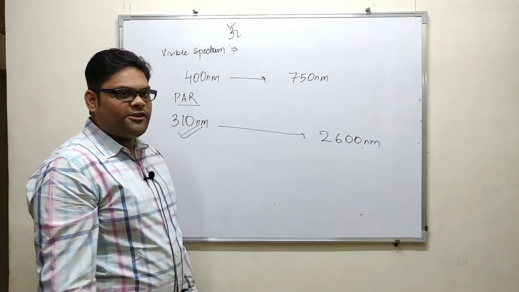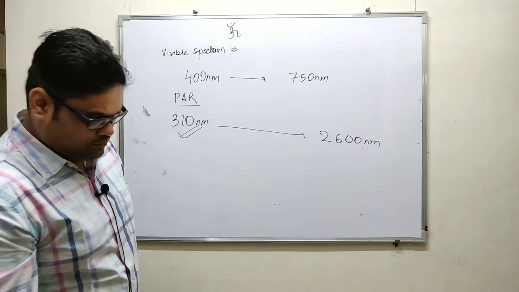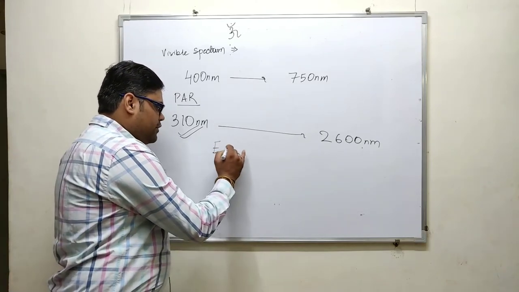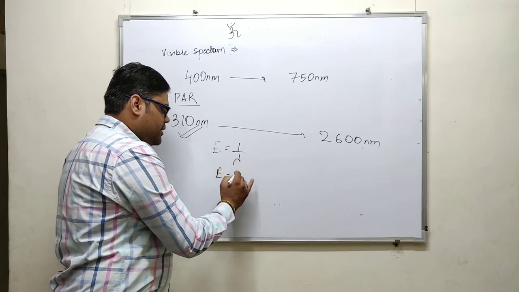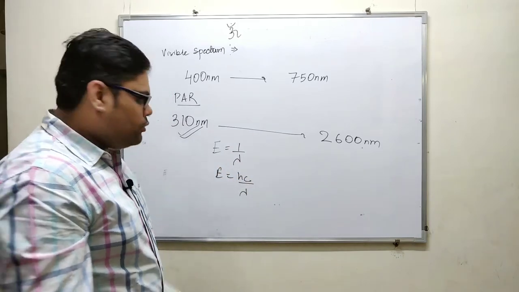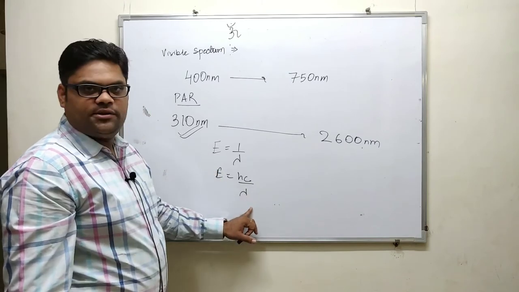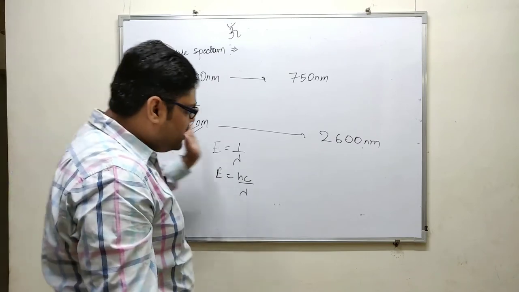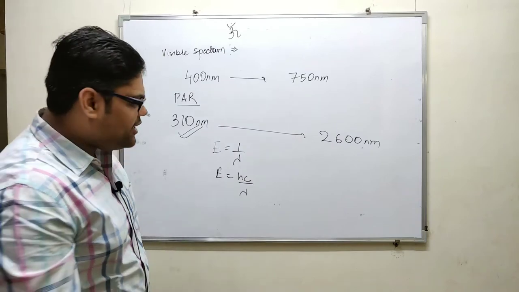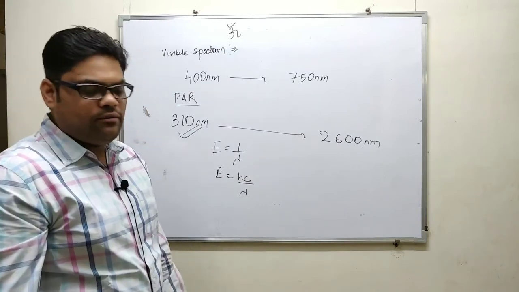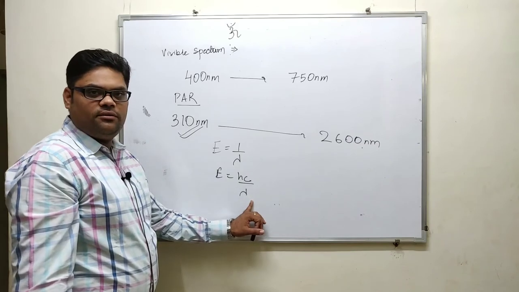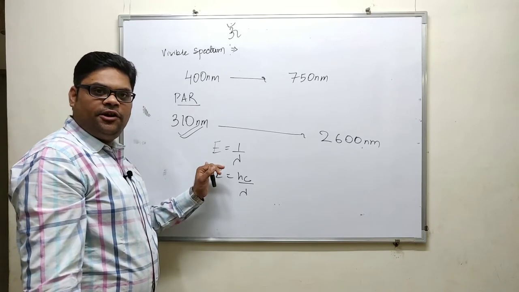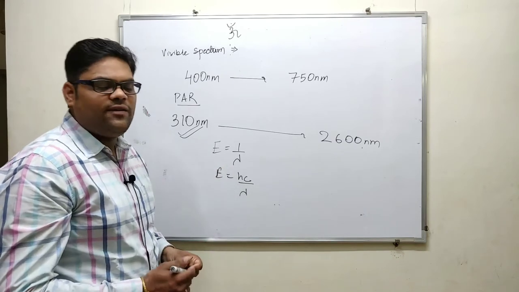In case of plants, as we have studied in quantum in chapter 2 of chemistry, E is inversely proportional to wavelength. E is equal to hc by lambda. So as the energy increases, the wavelength decreases. As the energy decreases, the wavelength increases. Meaning as we shift towards the far red region, the infrared region or the red region, the wavelength is increasing, but the energy is decreasing. And as the wavelength is decreasing, the energy is increasing. The importance I will tell you later on.